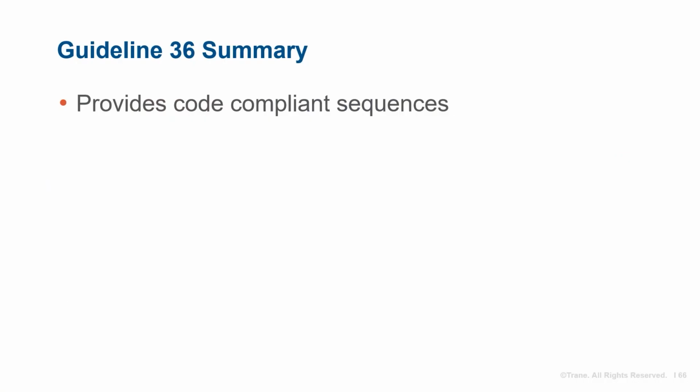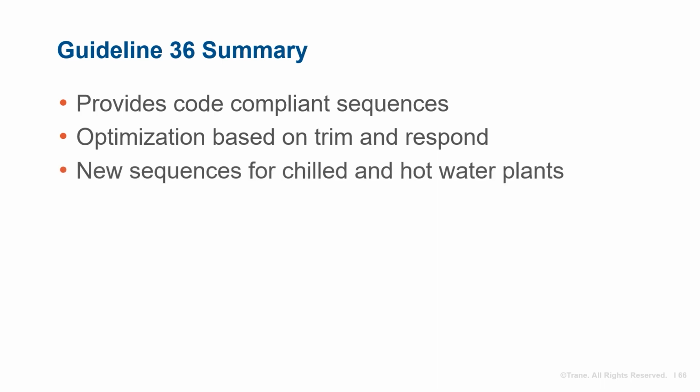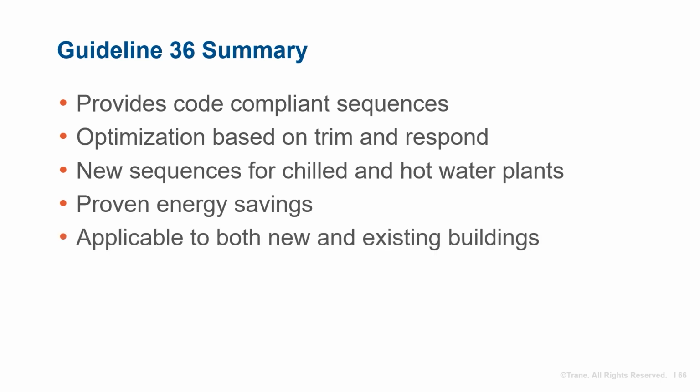Thanks, Tony. In summary, Guideline 36 provides flexible, code-compliant sequences of operation for engineers, commissioning agents, and building owners. Optimization in the guideline is based on trim and respond. The guideline now provides sequences for both airside systems, chilled water systems, and hot water systems. Studies have proven the potential for energy savings by implementing these sequences, and they are applicable to both new and existing buildings. Future versions of the guideline may have functional performance tests for commissioning and installation verification.